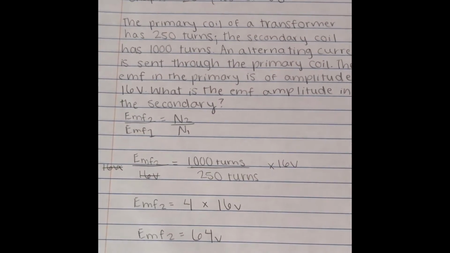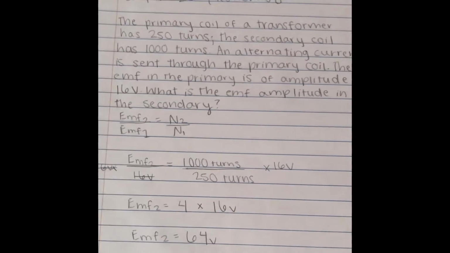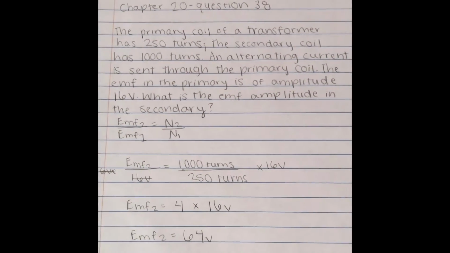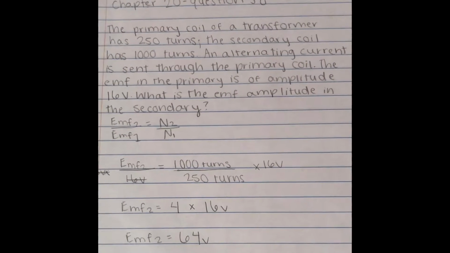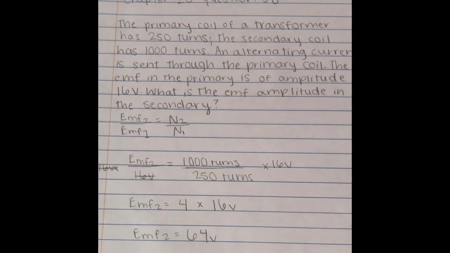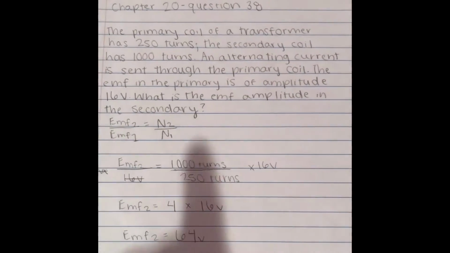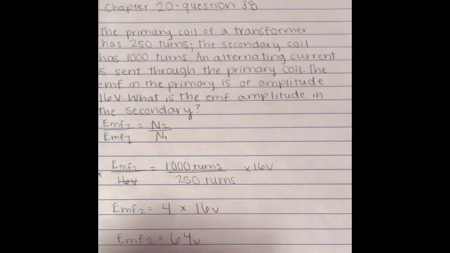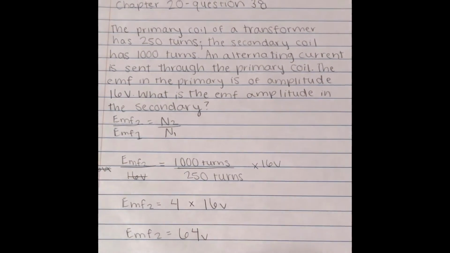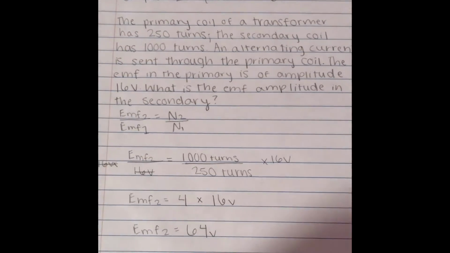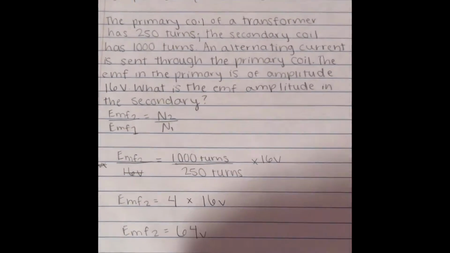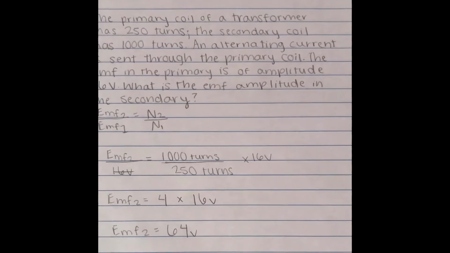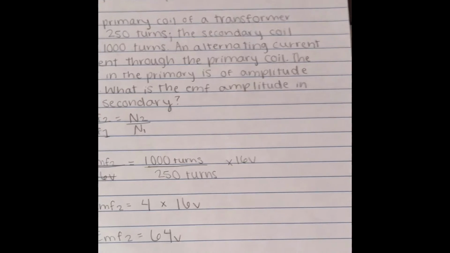Now, N1 or N2, N in general, is the number of turns. The AC current, so we know we have an alternating current based off of the problem, in the primary coil causes a changing magnetic flux to the secondary coil. And that equation, EMF1 equals negative N1 times the rate of change of the flux through each turn of the primary coil, comes from Faraday's law.